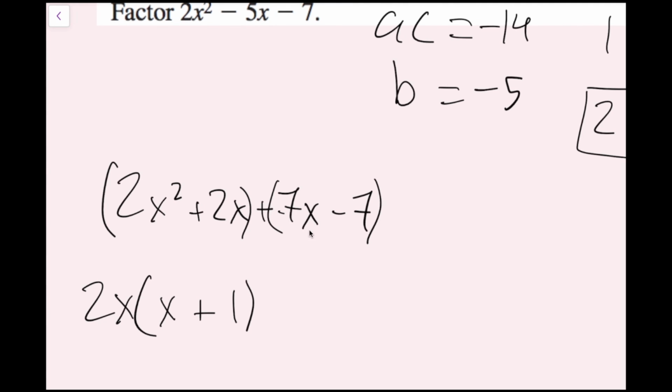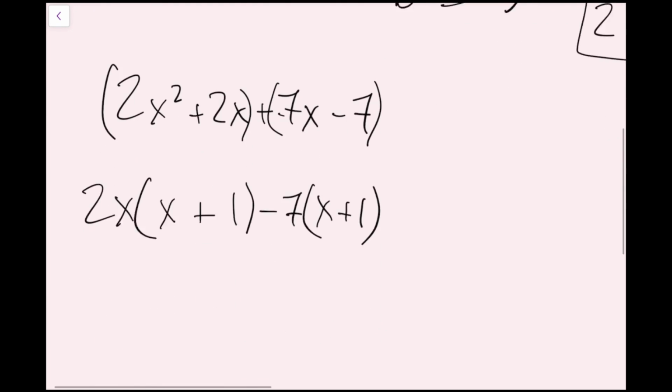And then over here, I want to factor out my greatest common factor. Well, I could factor out a +7, but once again, I see that there's a negative and a negative here, and I want this to become x plus 1. So I'm going to factor out a -7. So it'll be -7 times, and then +x plus 1.